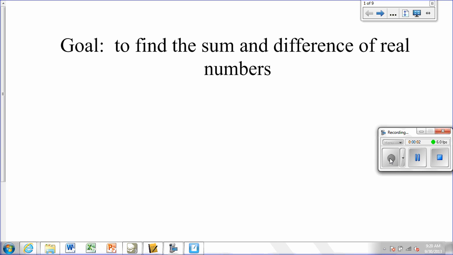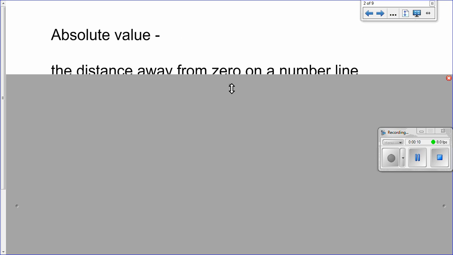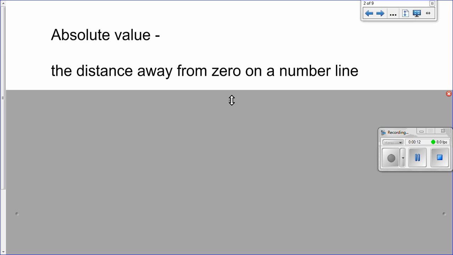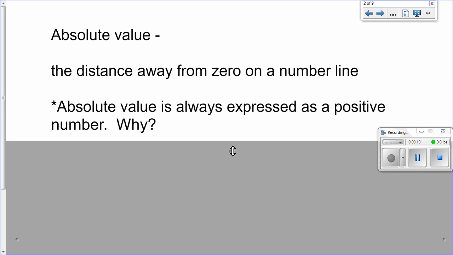Today's lesson is to find the sum and difference of real numbers. A couple of definitions first. Absolute value is the distance away from zero on a number line. The absolute value is always expressed as a positive number. Why? In case you've forgotten, absolute value is measuring distance. Distance is always a positive number.